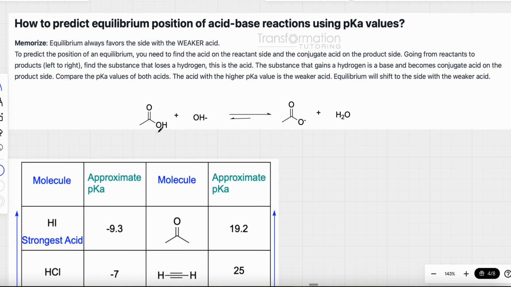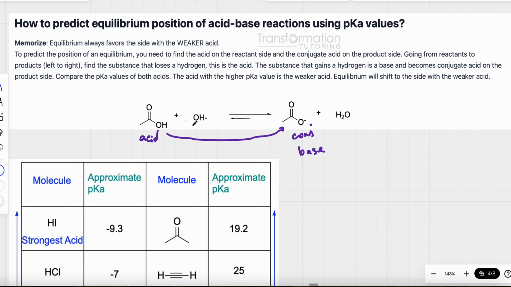So let's go ahead and look, going from the reactants from the left side to the right side, what happened here. I see here that I have a hydrogen here on the left side and it is missing on the right side. That means this molecule lost a hydrogen, and that means this must be my acid. And on the other side, this must be its conjugate base.